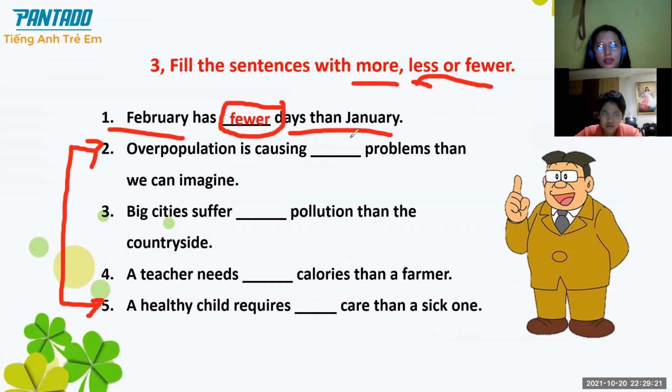Okay, number 2, overpopulation is causing blank problems than we can imagine. Overpopulation means many people. Is it causing more or fewer problems? If many people live in a certain place, should it be more problems or fewer problems? Okay, what do you think?